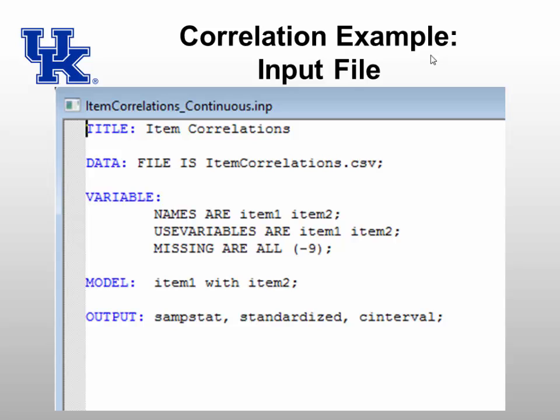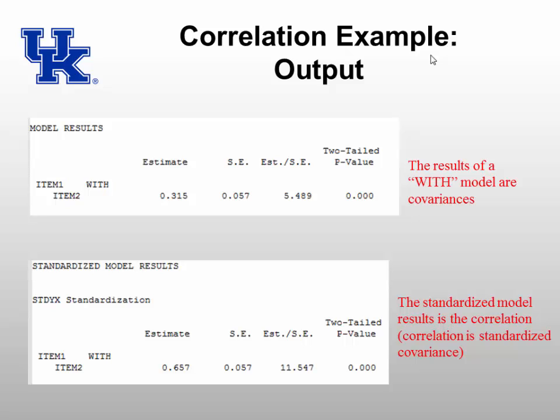Anyway, we tell item 1 WITH item 2, and for observed variables, it's going to tell us what their correlation is. And I'm asking for the sample statistics, the standardized output, and the confidence intervals, because I always do. Okay. So when it gives me the model results, item 1 WITH item 2, I think, fantastic. My correlation is 0.315. No, that's not what the correlation is.